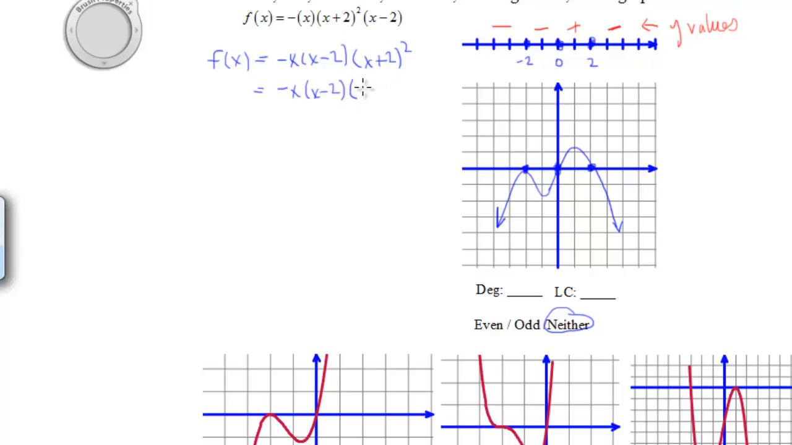So when you square x plus 2, remember that you'll have x squared plus 4x plus 4. And then you need to distribute the x across each of those and the negative 2 across each of those. And the negative x will just wait until later. So x times x squared is x cubed. X times 4x is 4x squared. And x times 4 is 4x.